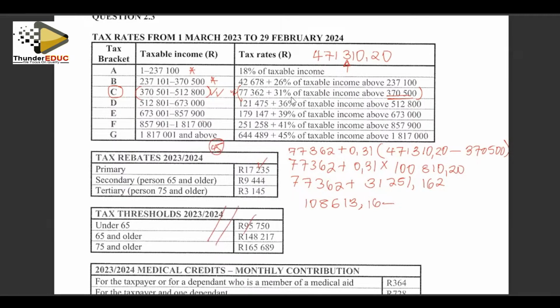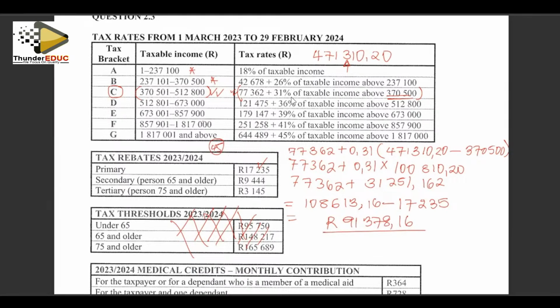Don't look at the threshold. It's not needed. The threshold is used to determine whether one pays or doesn't pay. So we found out that they pay, so we don't need the threshold. We subtract the rebate only. Had he or she got medical tax credits, then we would also subtract the medical tax credits. So we are subtracting this much, and our final answer became 91,378 rand 16 cents. That was the answer.